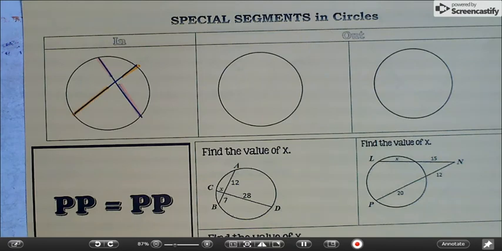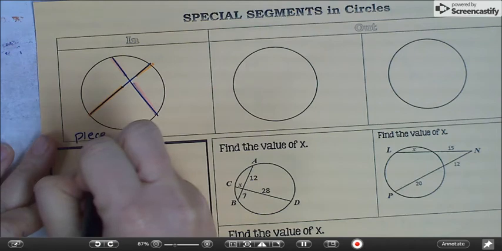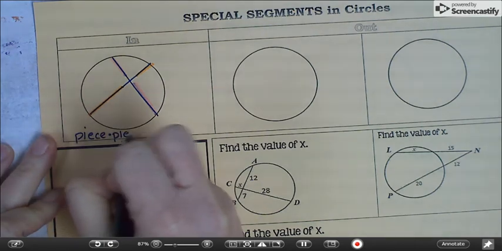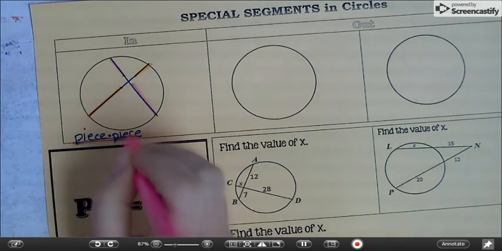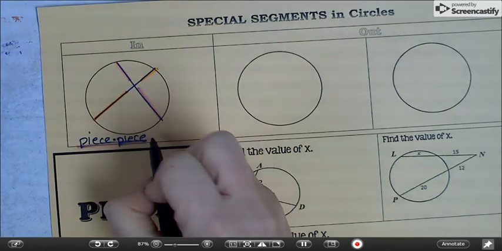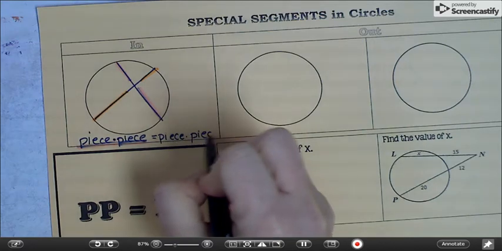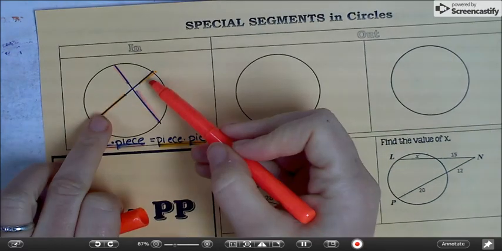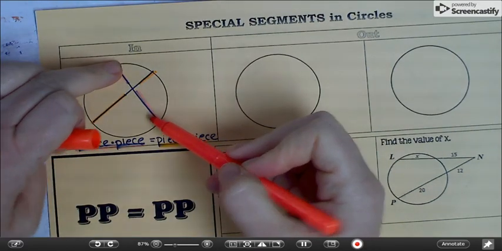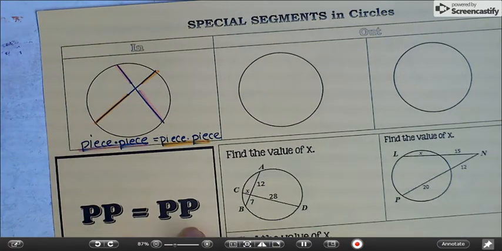And so the way you figure out a missing length is piece times piece of one of the segments. So let's say the pink segment equals piece times piece of the other segment. You just multiply these two pieces times each other and these pieces by each other. And that's it. That's how you do it. So you can see down here it says PP equals PP.